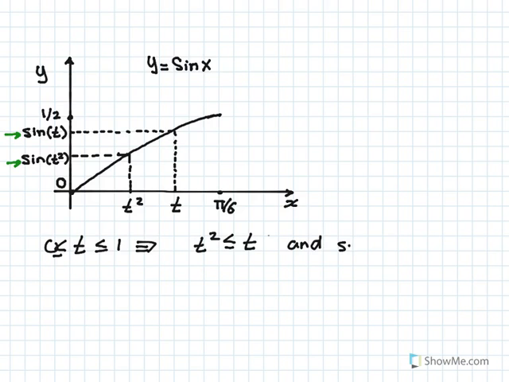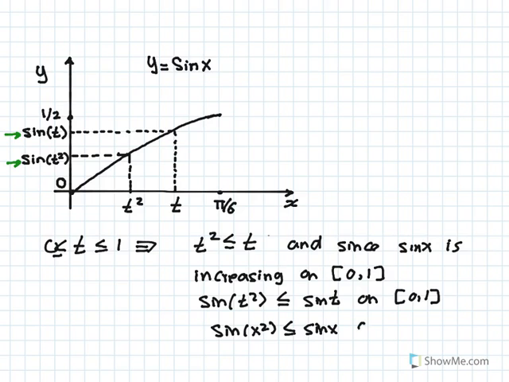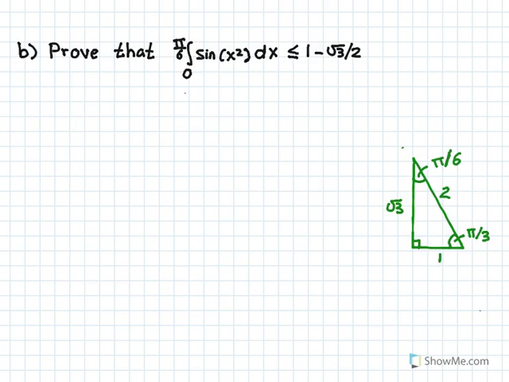And since sine x is increasing on the closed interval 0, 1, then the functional value sine of t squared is less than or equal to sine t on the interval 0, 1. That of course means sine of x squared is less than or equal to sine x on the closed interval 0, 1. This is the proof of part A. Now let's look at part B.